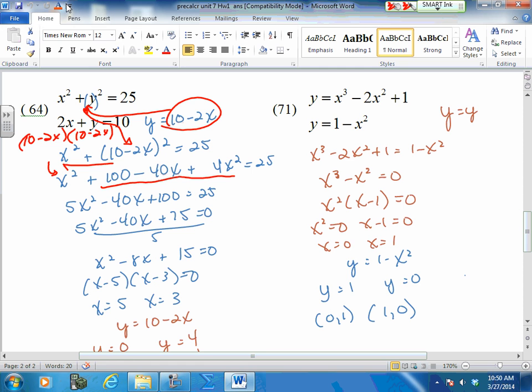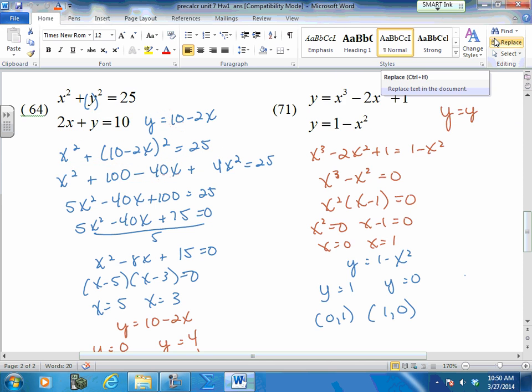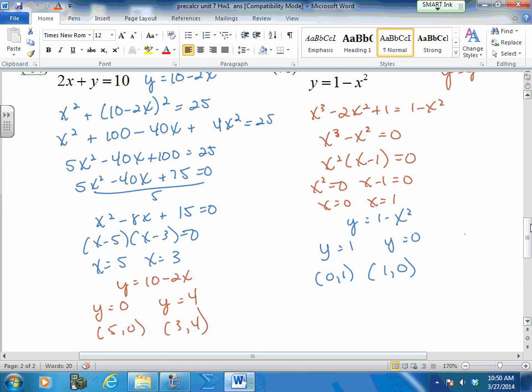Collect your like terms of your x squares, bring your 25 over, and when you get to this point, if you can divide by a common factor to get a is equal to 1, do that. And of course, this one was divisible by 5. So now we can break this down, and it's much easier to factor. Can you scroll down? Yep, I just have to erase my A's. Okay?